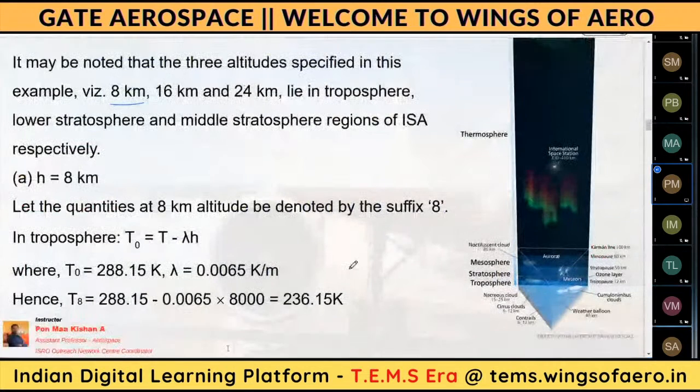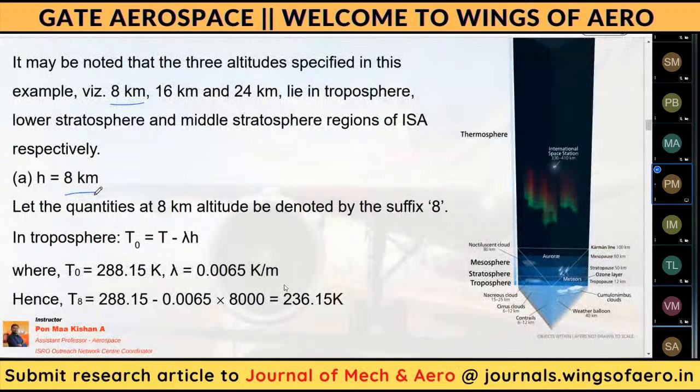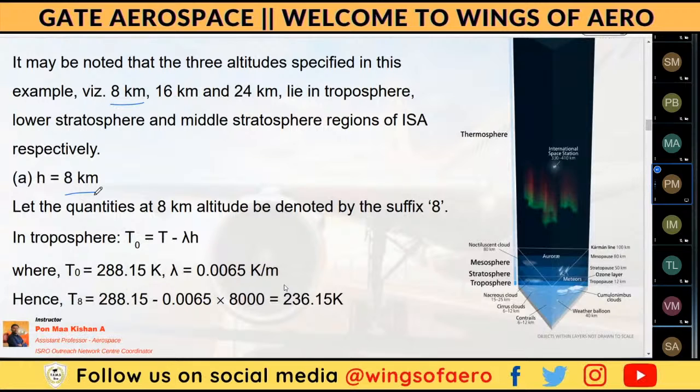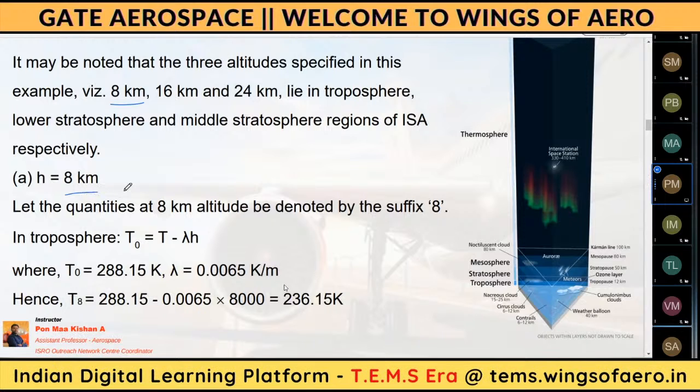Right. So let's go for the first one, 8 kilometer altitude. First thing is we need to calculate the temperature. Whenever we want to solve this type of problem, we need to calculate the temperature at the altitude, because if we calculate the temperature, we can easily calculate the pressure, density, and all the remaining factors. So 8-kilometer altitude lies in the troposphere region.